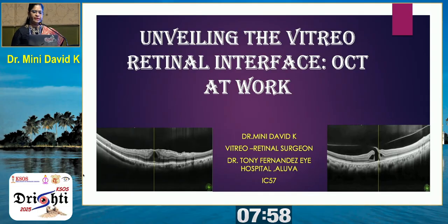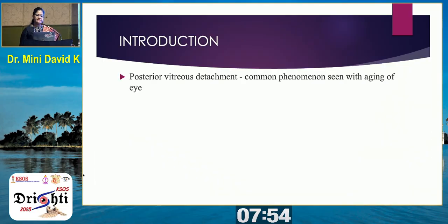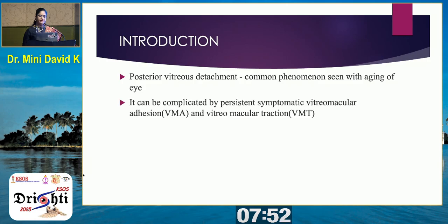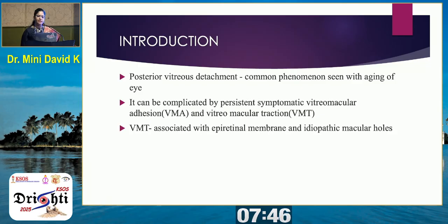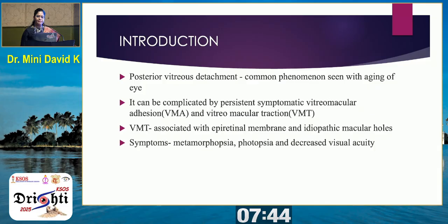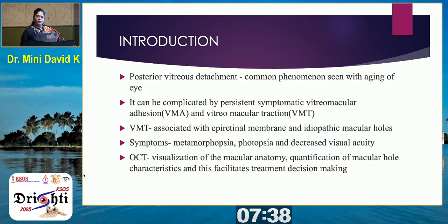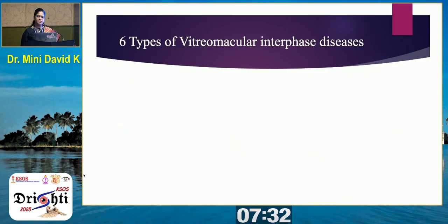Good morning. I will be talking on unveiling the vitreoretinal interface, OCT at work. Posterior vitreous detachment is a common phenomenon seen with the aging of the eye. It can be complicated by persistent symptomatic vitreomacular adhesion and vitreomacular traction. VMT is associated with epiretinal membrane and idiopathic macular holes. Patients may present with metamorphopsia, photopsia, and decreased visual acuity. OCT is helpful in visualization of macular anatomy and quantification of macular hole characteristics, and this facilitates treatment decision making.